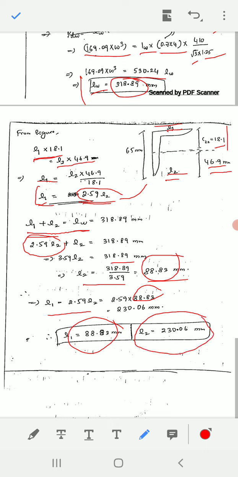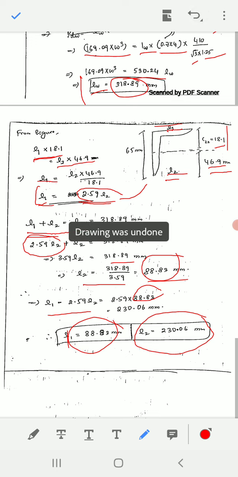Here some problem happened. Actually this is L2 and this is L1. L1 is 230.86, see properly. L2 is 88.83. You have to interchange L1 and L2. A small mistake happened here.